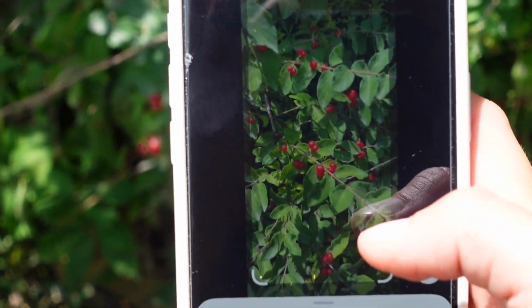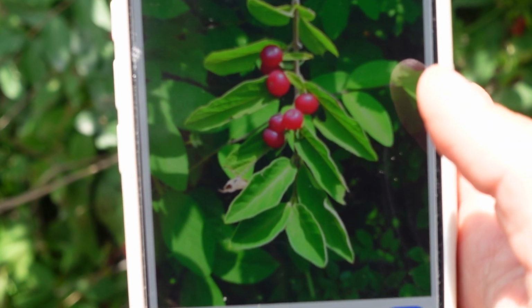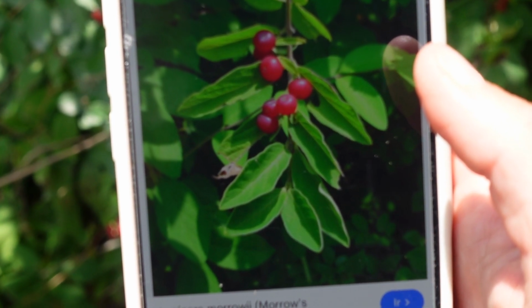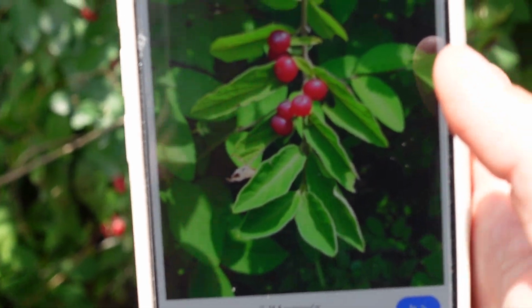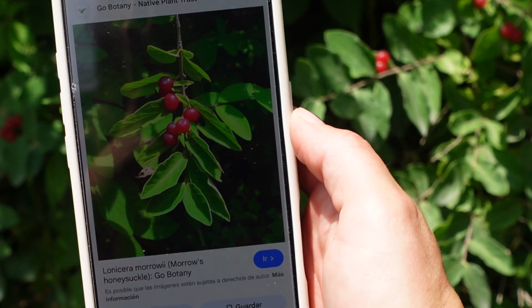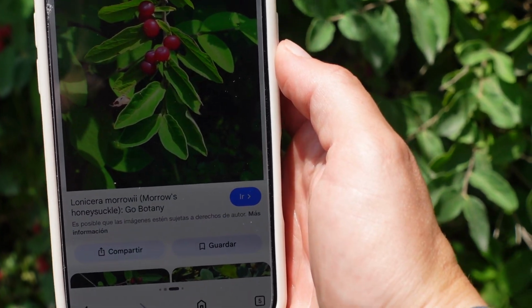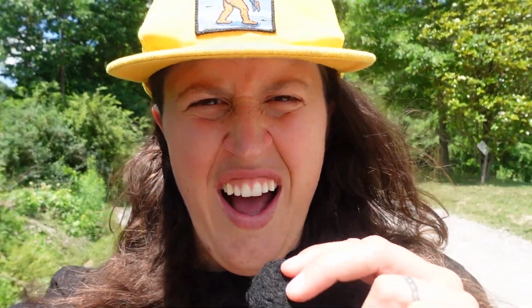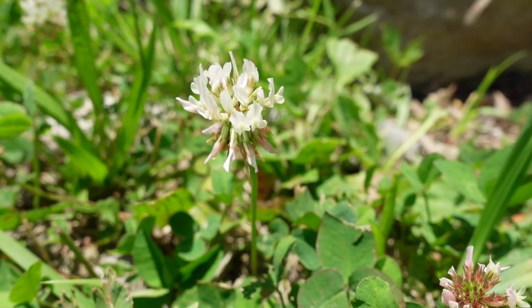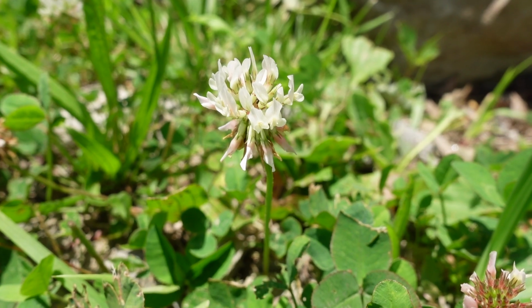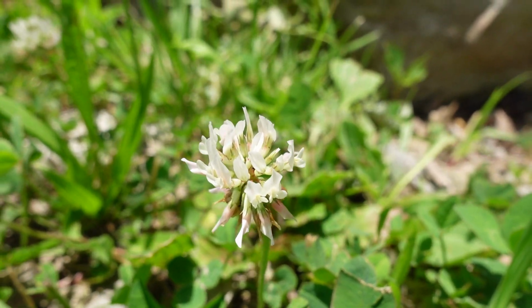And let's see what this plant is. This plant with the berries is called a Morrow's honeysuckle. Interesting. I thought honeysuckles usually have flowers. Maybe when the berries fall off, there are flowers on the Morrow's honeysuckle. I'm not sure. This is a small white flower called a clover.